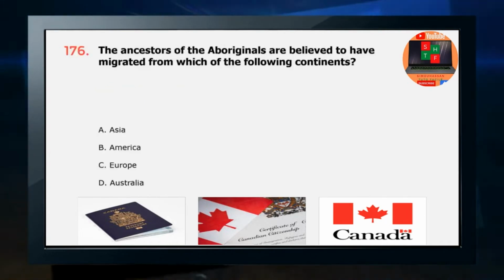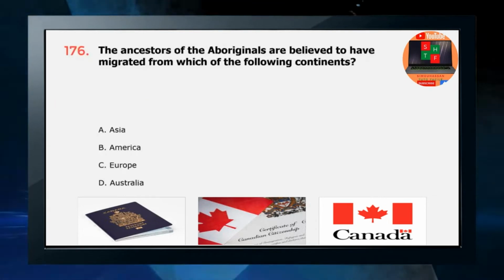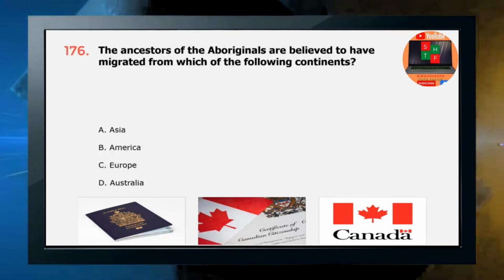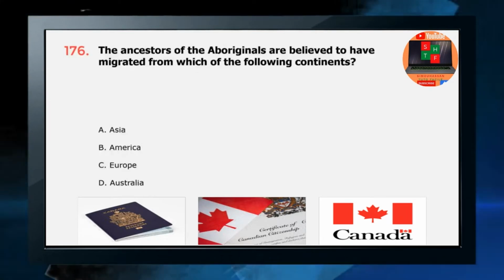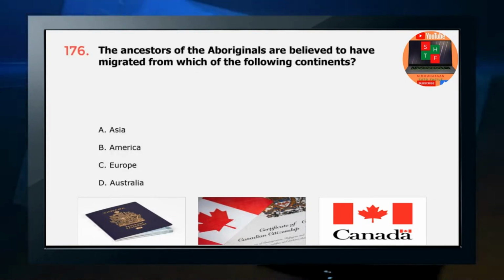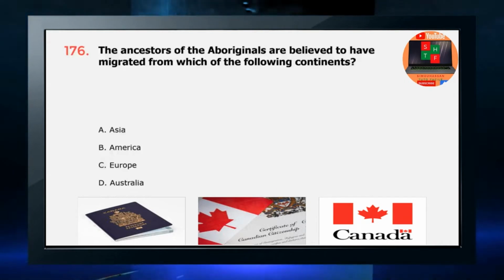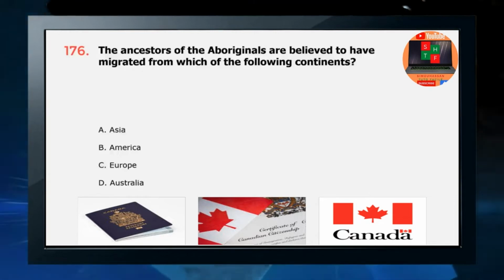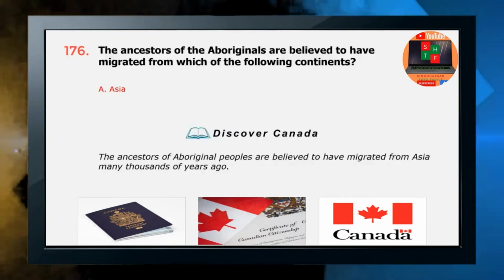Question 176. The ancestors of the Aboriginals are believed to have migrated from which of the following continents? A. Asia. B. America. C. Europe. D. Australia. The answer is A. Asia.